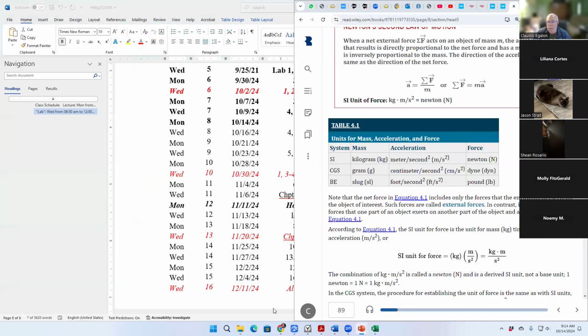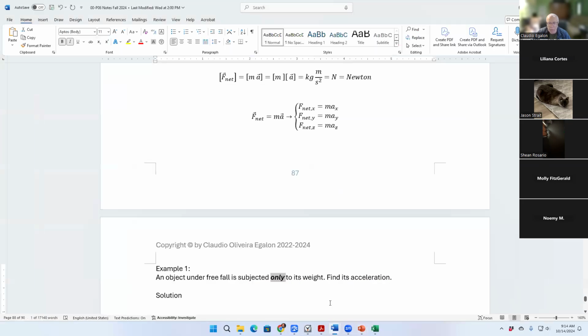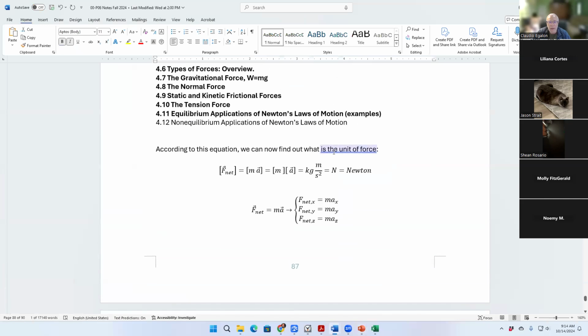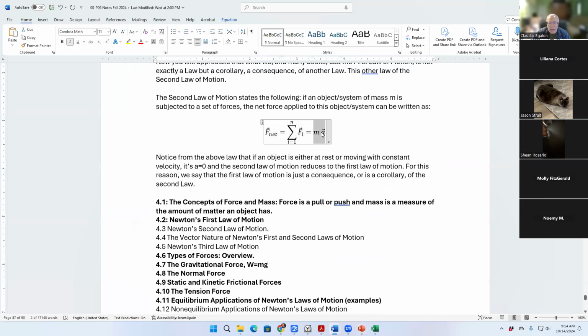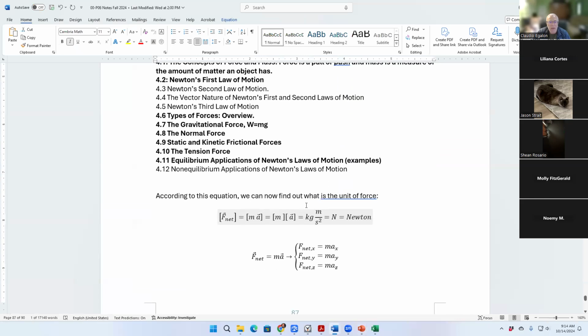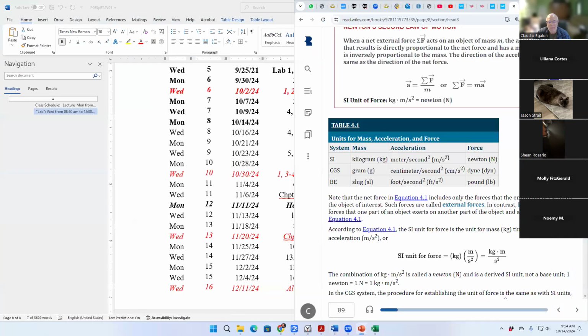Going back to our second law of motion. The acceleration must have the same direction as the net force. Because in this example, we have only one force, the weight. It means that the acceleration must have the same direction as the weight. Okay? So going back here.